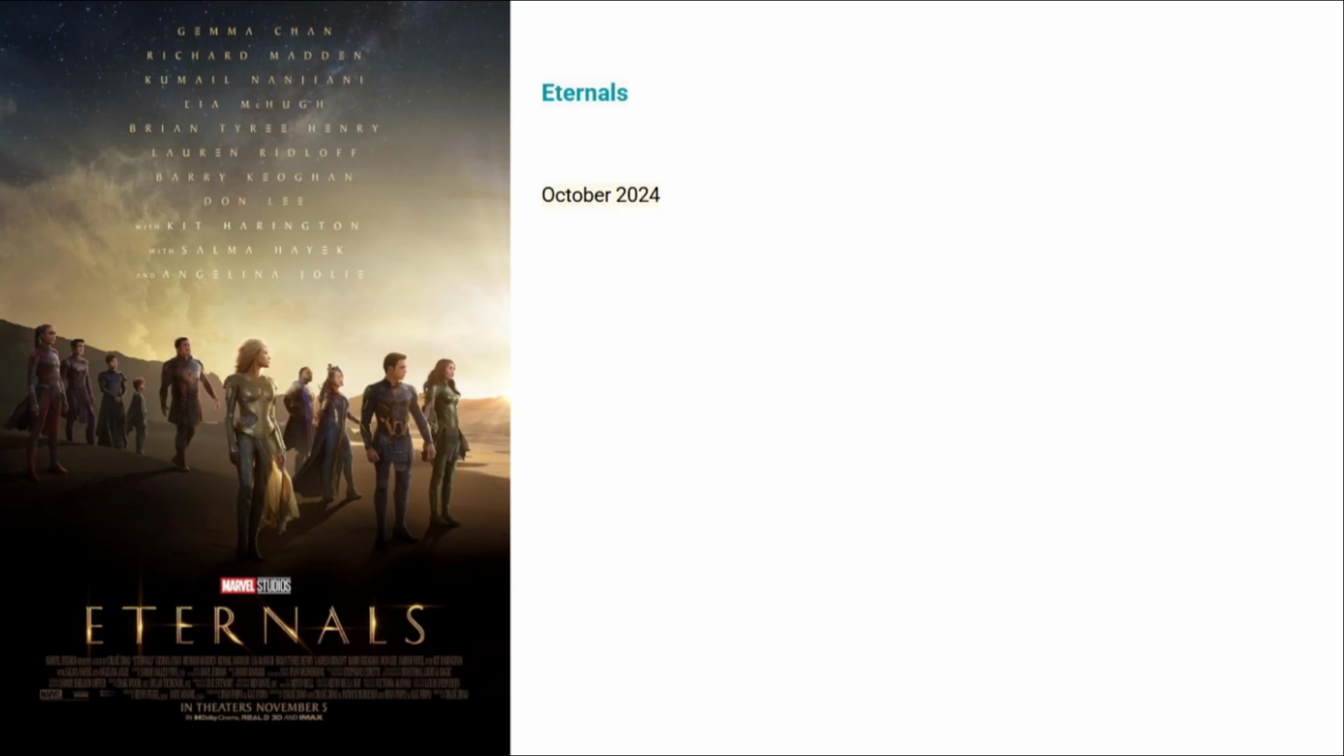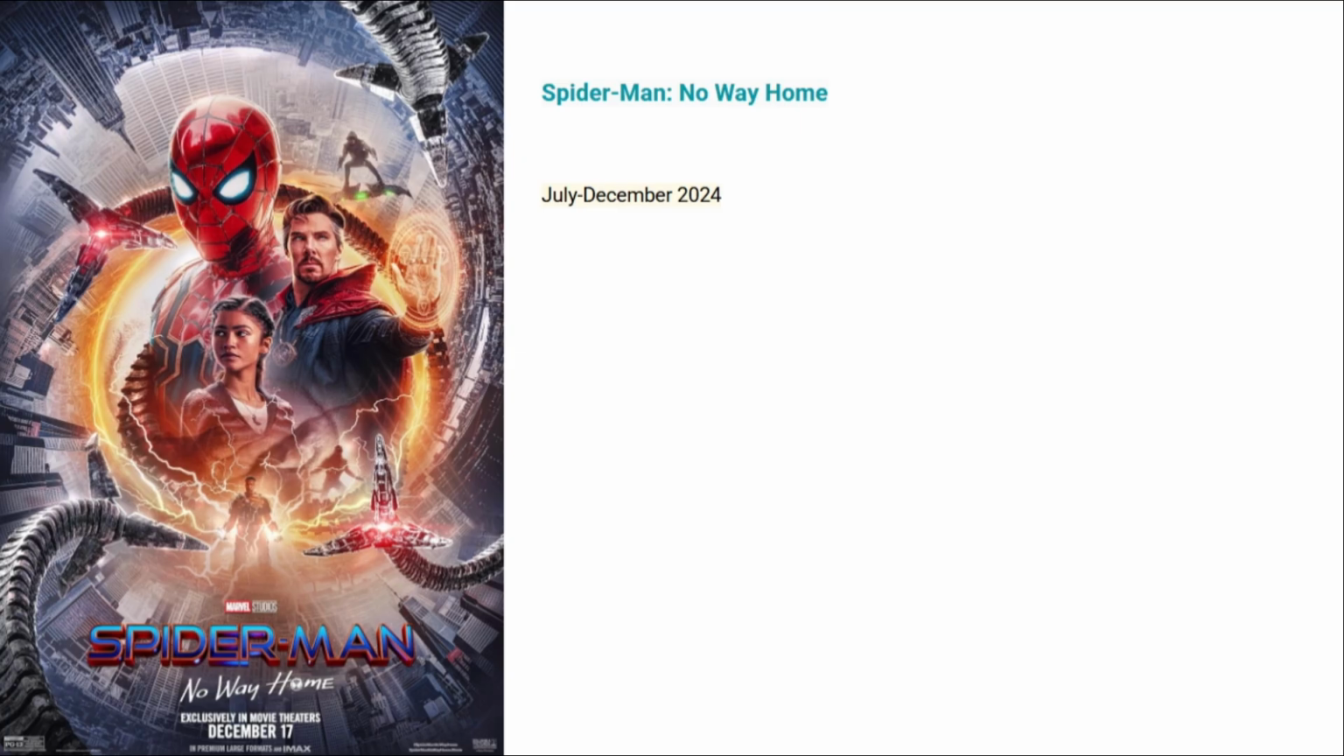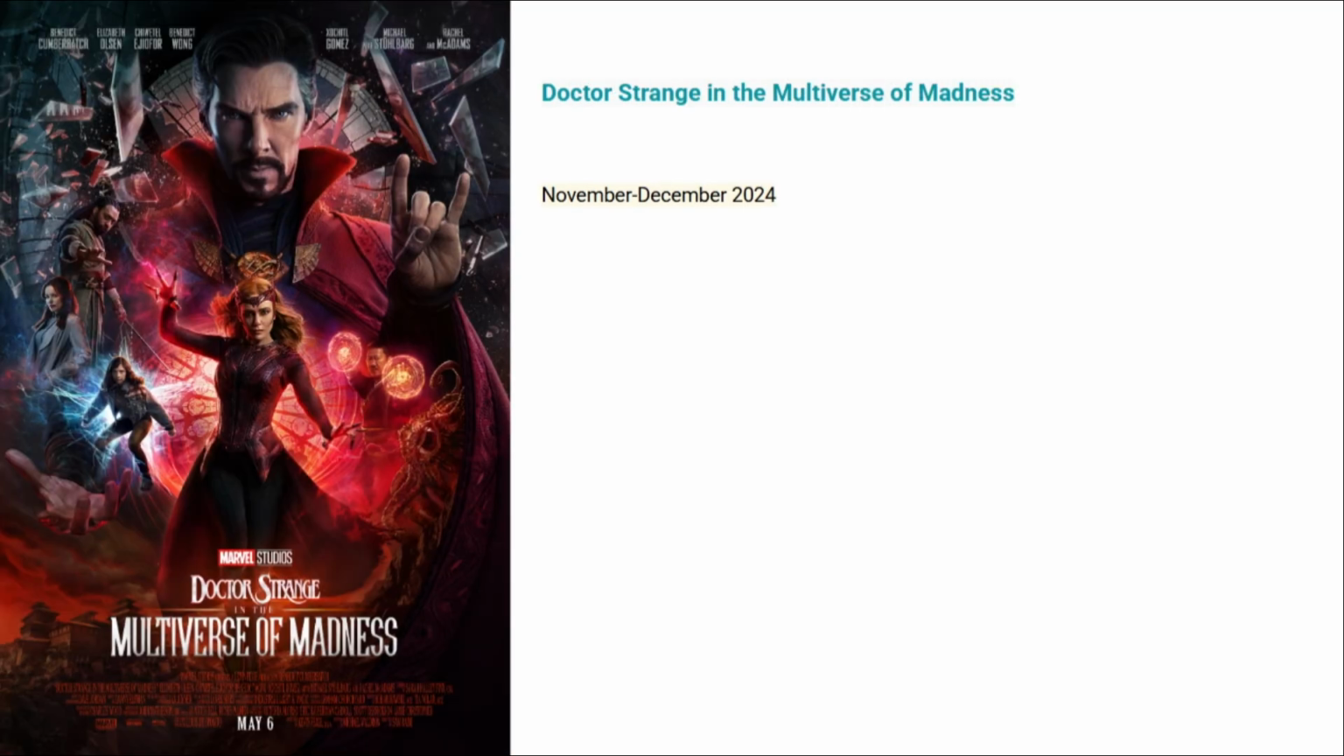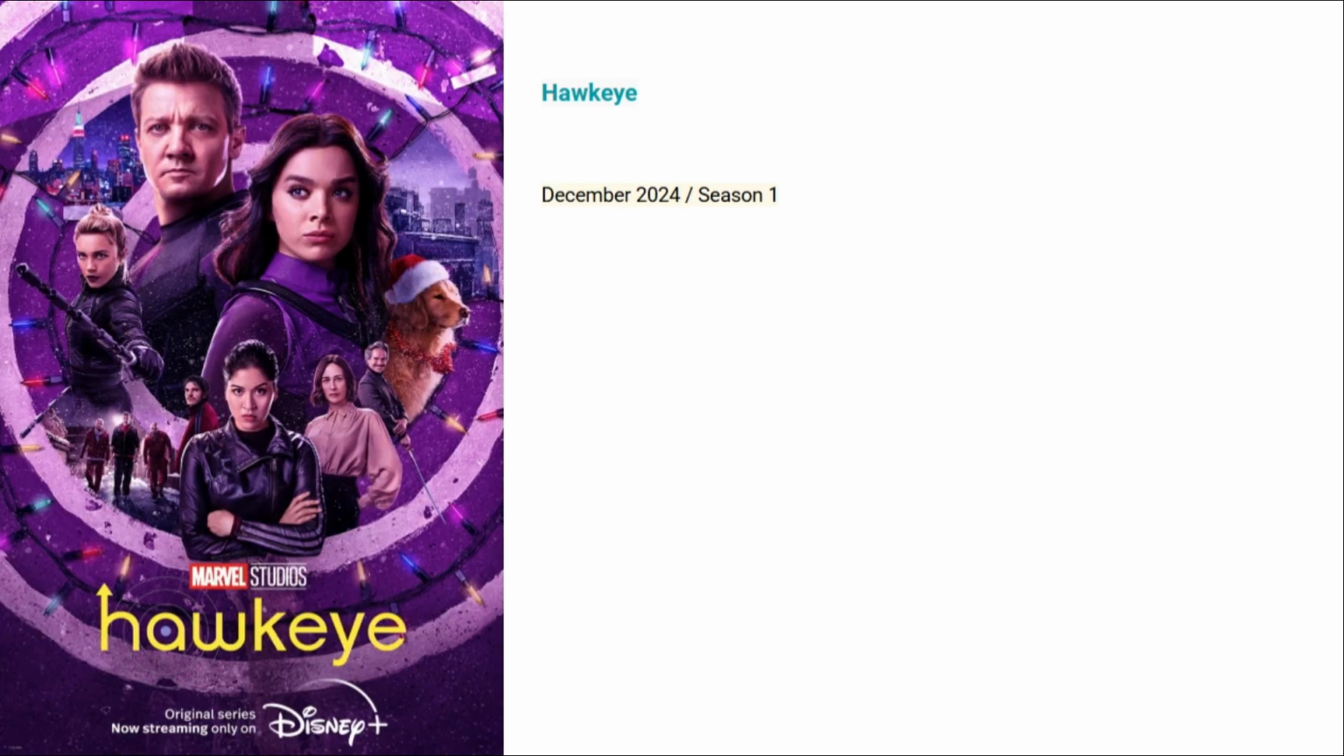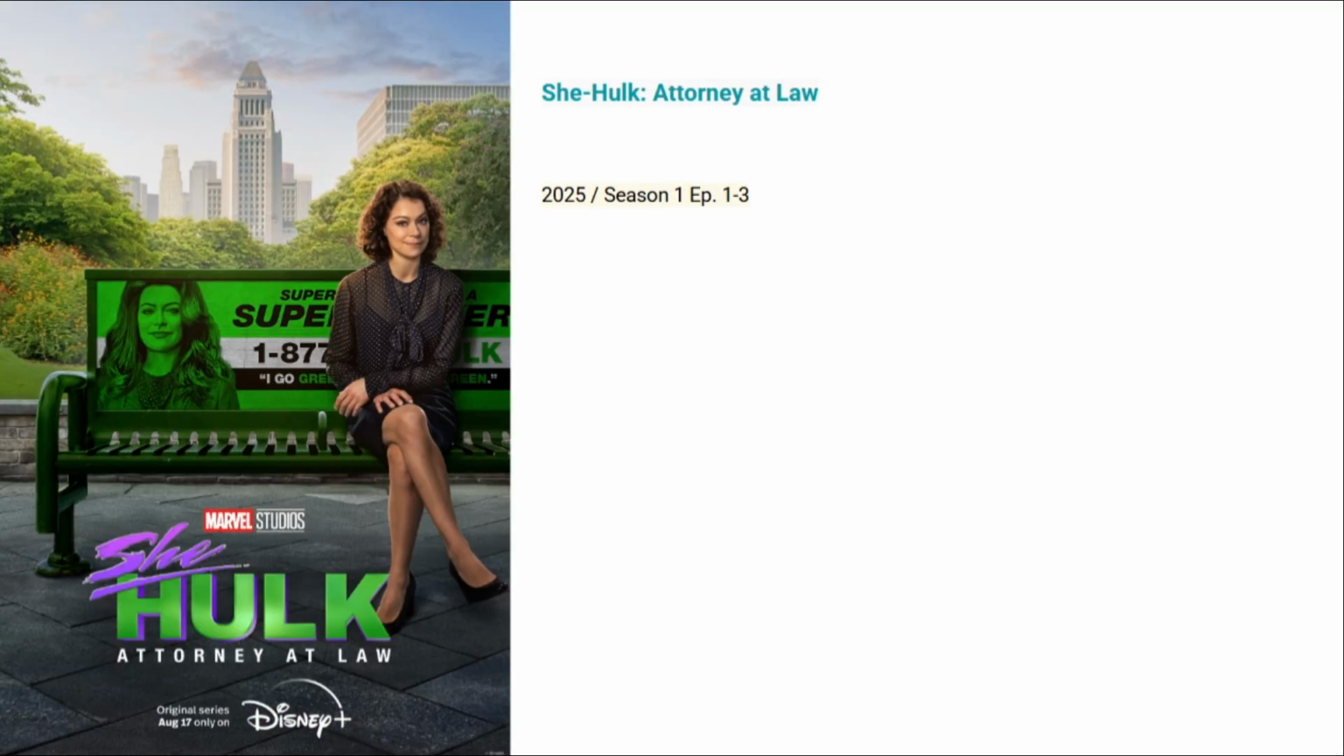I don't remember. I haven't seen this movie since the theaters, but yeah, it's just a Game of Thrones reunion movie. Then you watch Spider-Man No Way Home, which takes place between July and December of 2024. And then Doctor Strange in the Multiverse of Madness, which takes place in November-December 2024. Then you watch another TV show, Hawkeye, complete the first season, which takes place in December 2024.